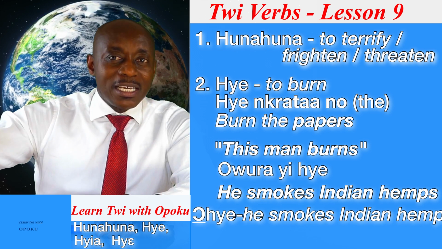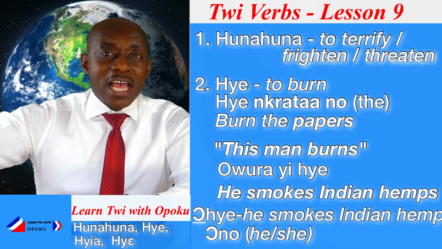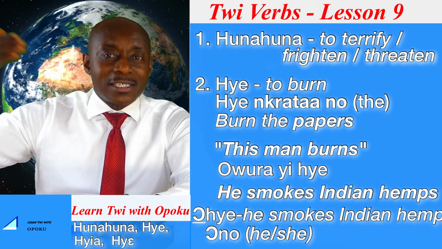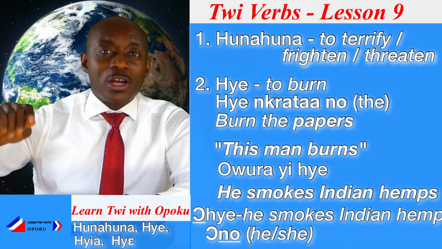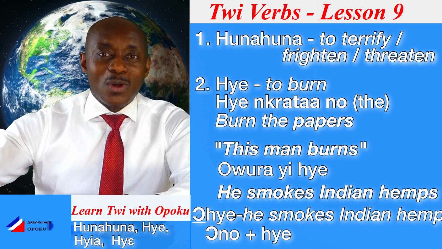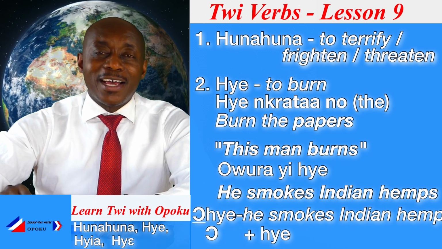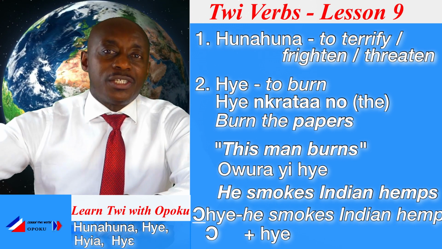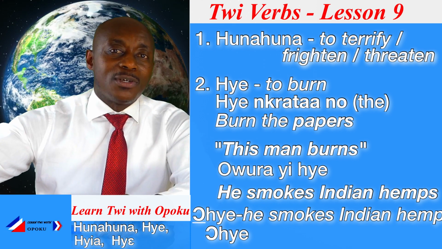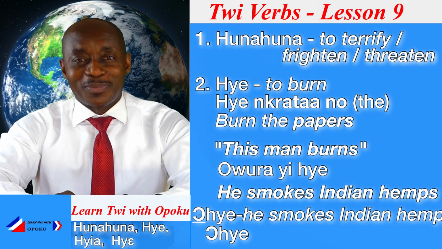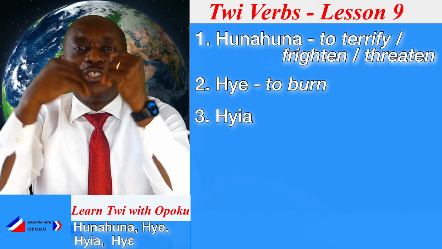The o that you see is what? Ono. And as we have learned, when ono is acting as a subject to a verb, then it loses the no, and the o is written together with the verb. So the rule says that the no should be what? Eliminated, and it will become o, and then the verb she is written together. So when we say oshe, it means he smokes India hemp. Good. Let's go to the third verb, and that is shia.